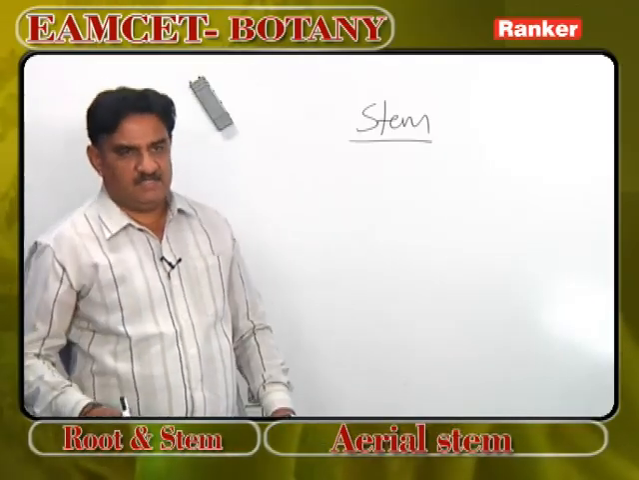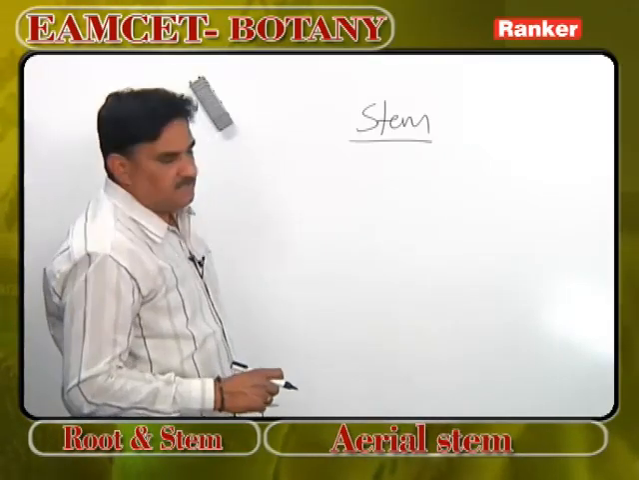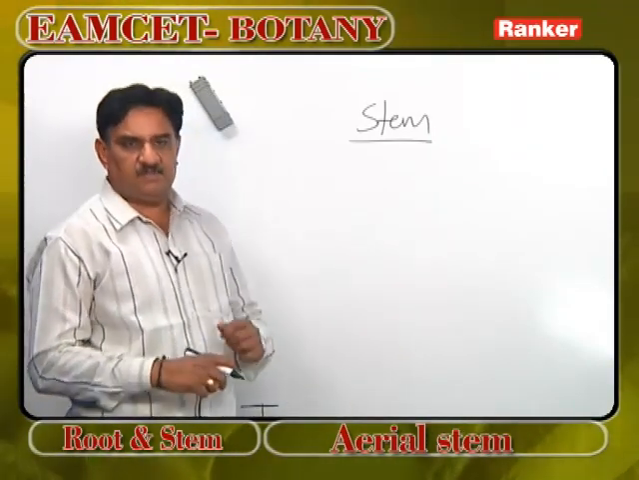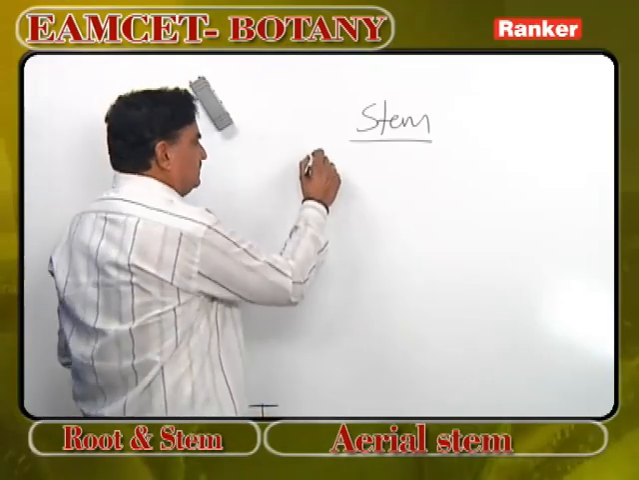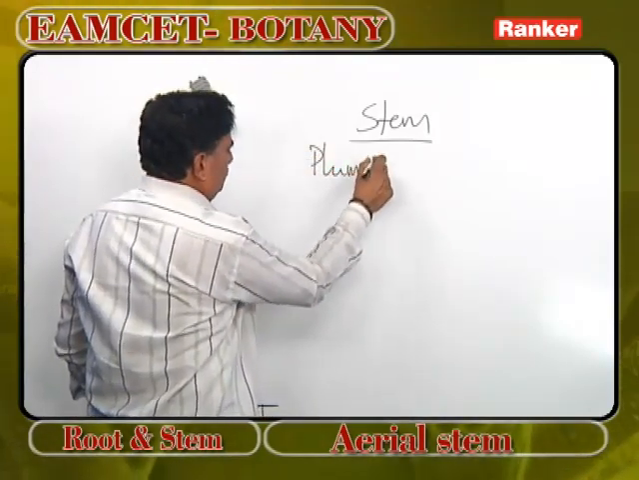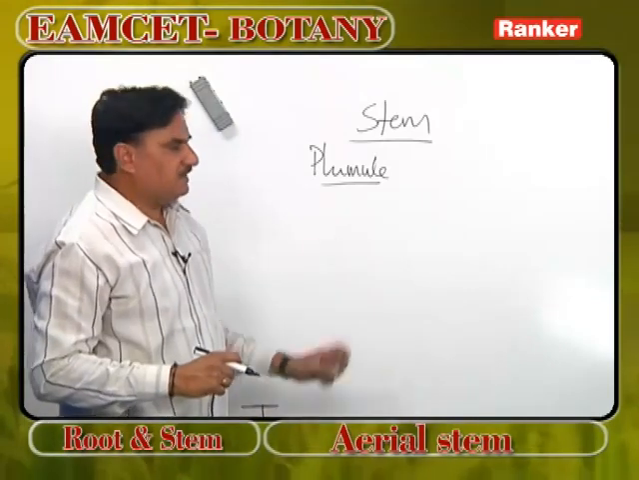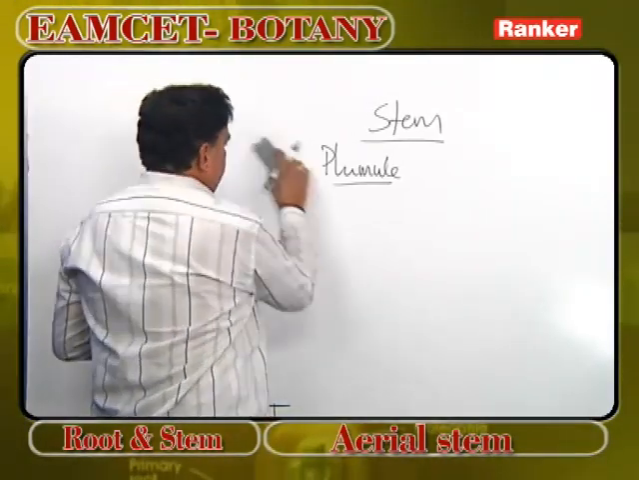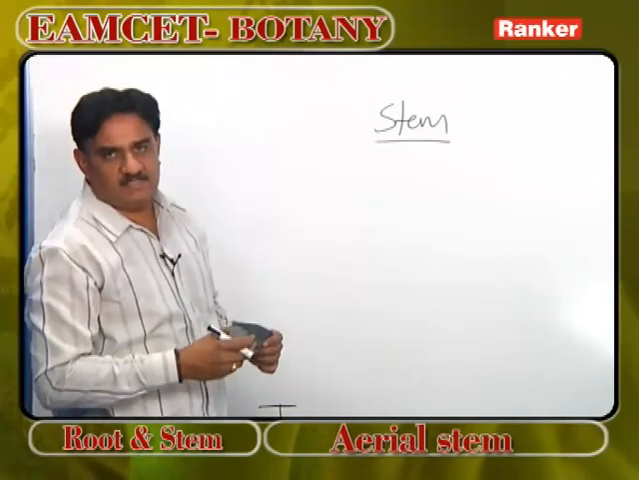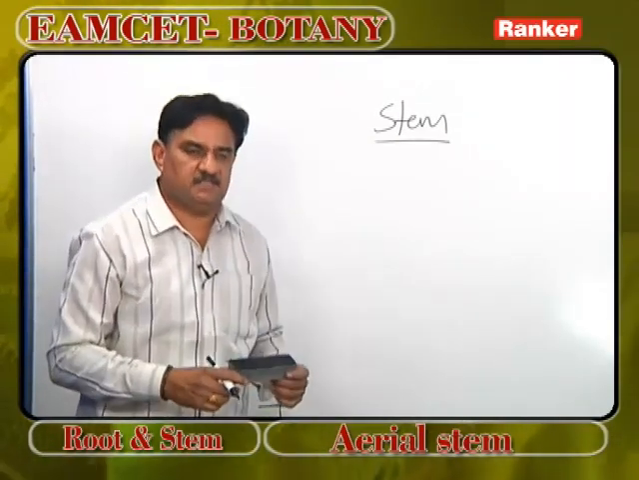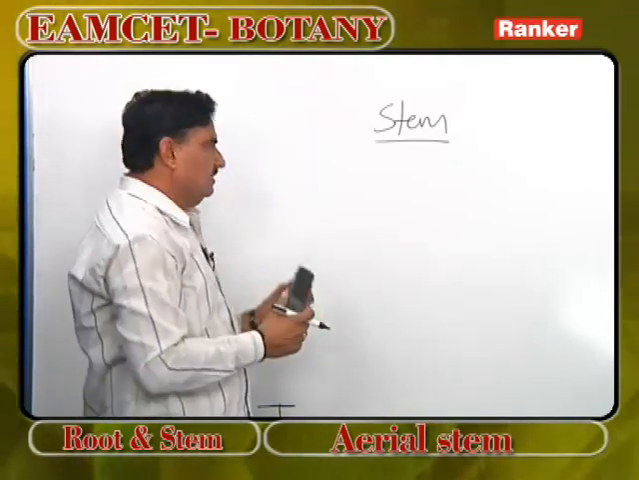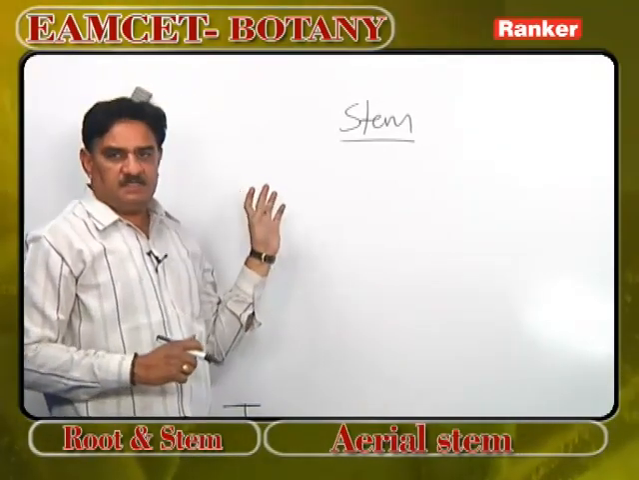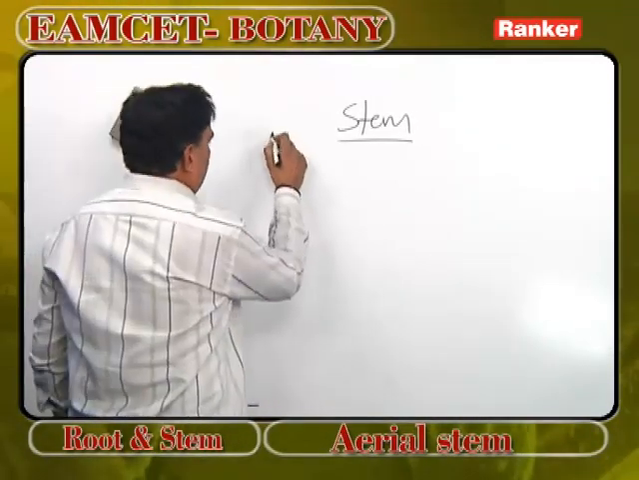Today we discuss the stem, the aerial part of the plant body with positive phototropism and negative geotropism. Stem develops normally from the plumule part of the embryo. So radicle gives rise to root, plumule gives rise to stem. Stem is a complex structure because it has nodes, internodes, axillary buds, apical buds and other structures. Stem shows different types of modifications.